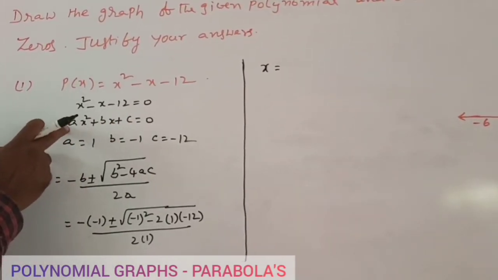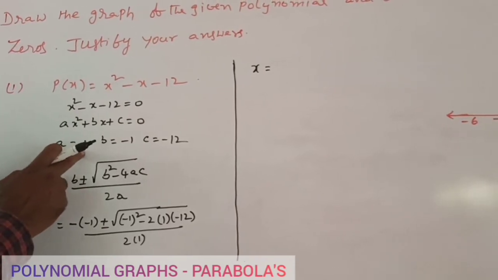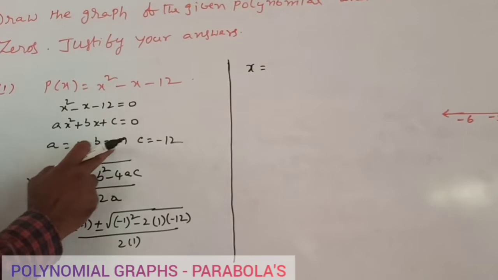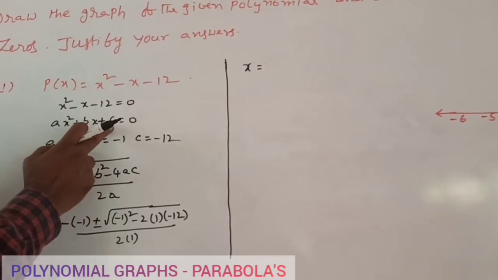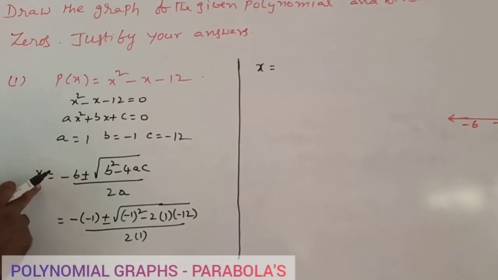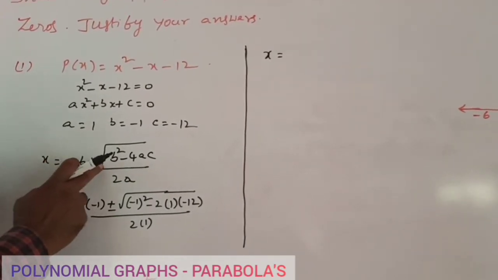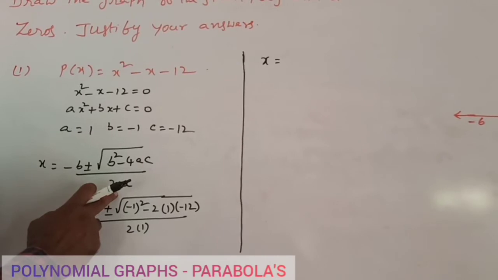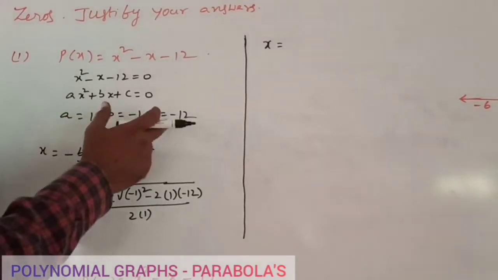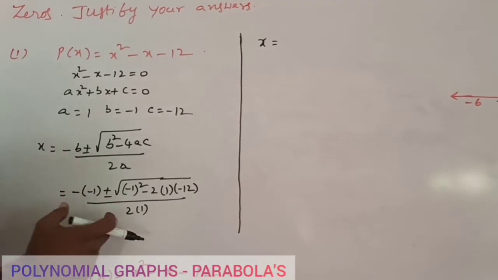The coefficient of x square is 1, so a equals 1. The coefficient of x is minus 1, so b equals minus 1. And c is equal to minus 12. So a, b, c. x equals minus b plus or minus square root of b square minus 4ac, by 2a. We know this formula. These values are substituted in this formula and simplified.